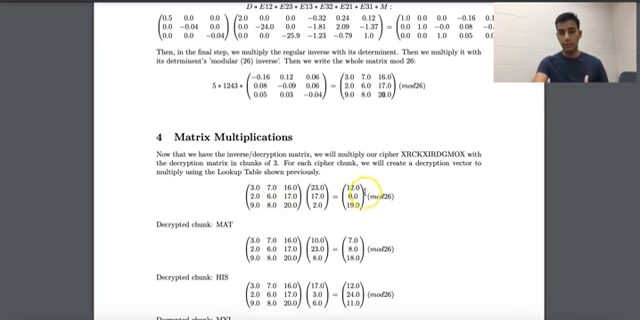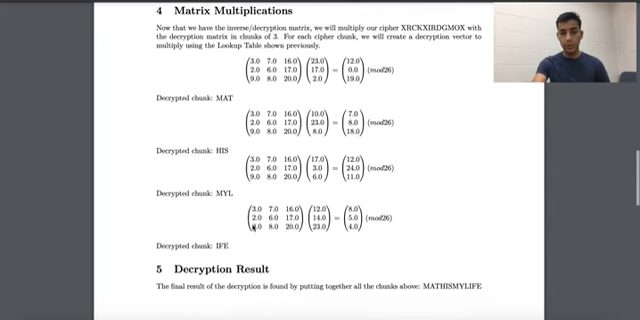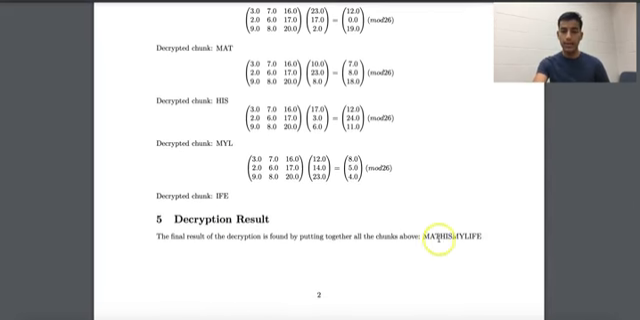If you convert that back into characters, then the decrypted chunk is MAT, which notice the LaTeX document that is automatically generated also gives you. You do this step for the rest of the cipher until you've decrypted all of it. And then at the end, you get this result, which is math is my life. So that's the math which is behind a Hill-Cipher.